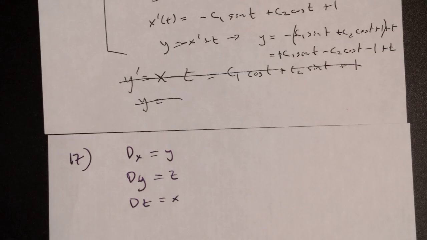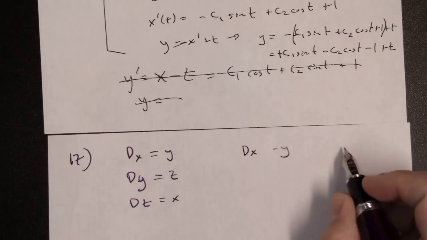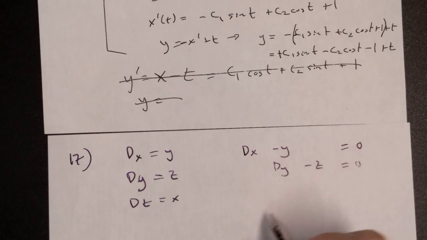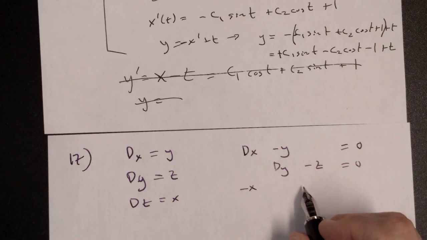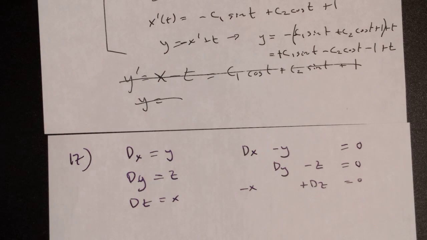First thing I'm going to do before I do anything else is write it aligned. So I have Dx minus y equals 0, Dy minus z equals 0, and minus x plus Dz equals 0. And now we get to do some choosing. Because if I go back to my algebra class and I think about 3 equations and 3 variables, what we did was pick 2 of the equations and get rid of 1 variable, and then do the same getting rid of a variable in one of the other equations.